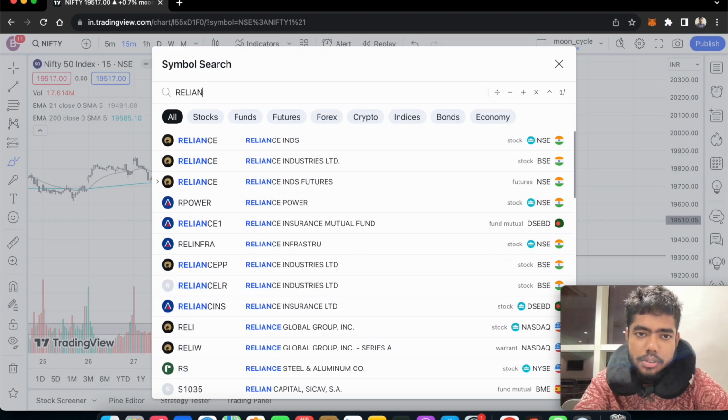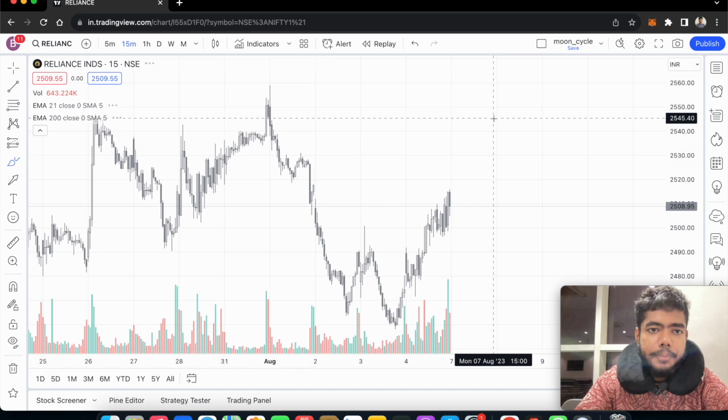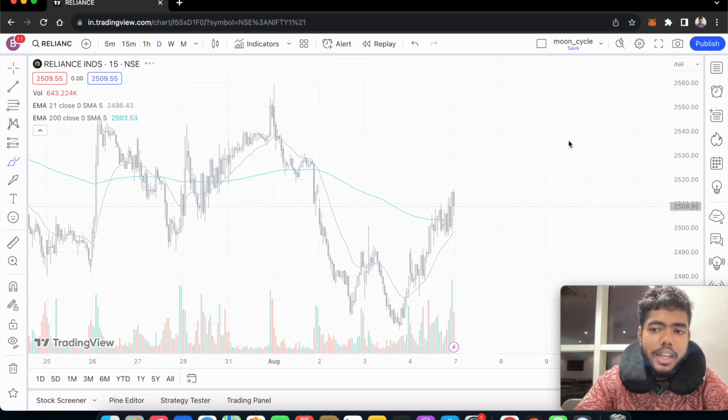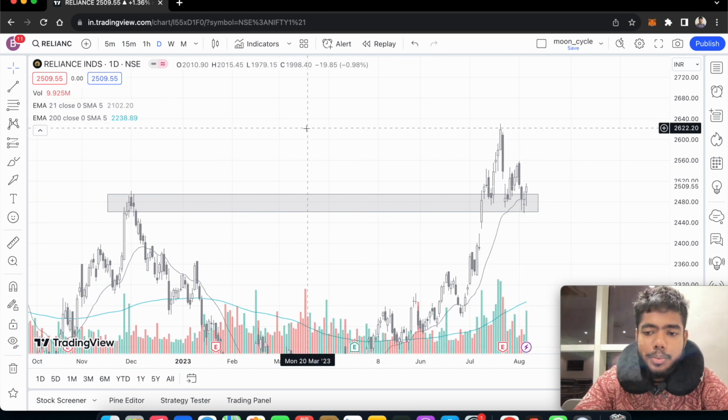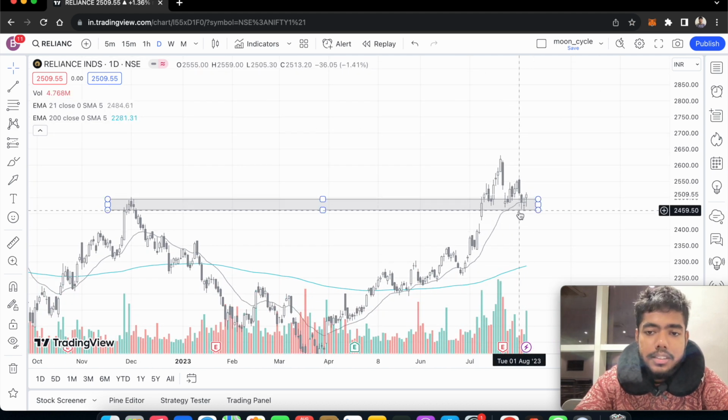If you look at the Reliance chart, the Reliance price is trading at the 21 period exponential moving average on the daily time frame and seems to have taken some kind of a support from here. So in case Reliance Industries starts to go up, then Nifty may not be that bearish as opposed to FINNIFTY and BANKNIFTY. That is again a very important point to consider.